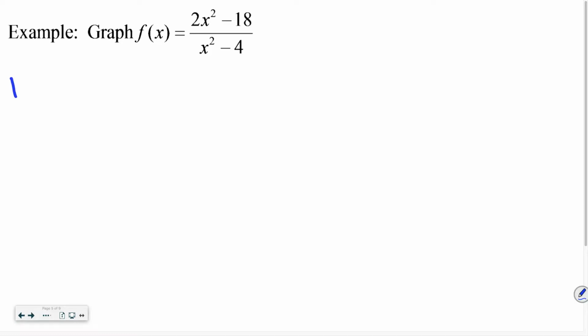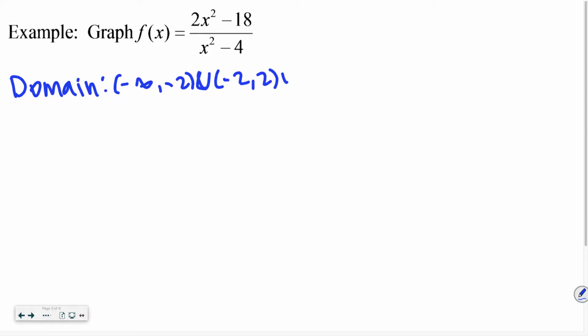All right, so first of all, the domain. Is our domain all real numbers? No, because we have moments where this is undefined. Where are those x values? Say it louder. -2 and 2. So our domain is everything except -2 and +2.